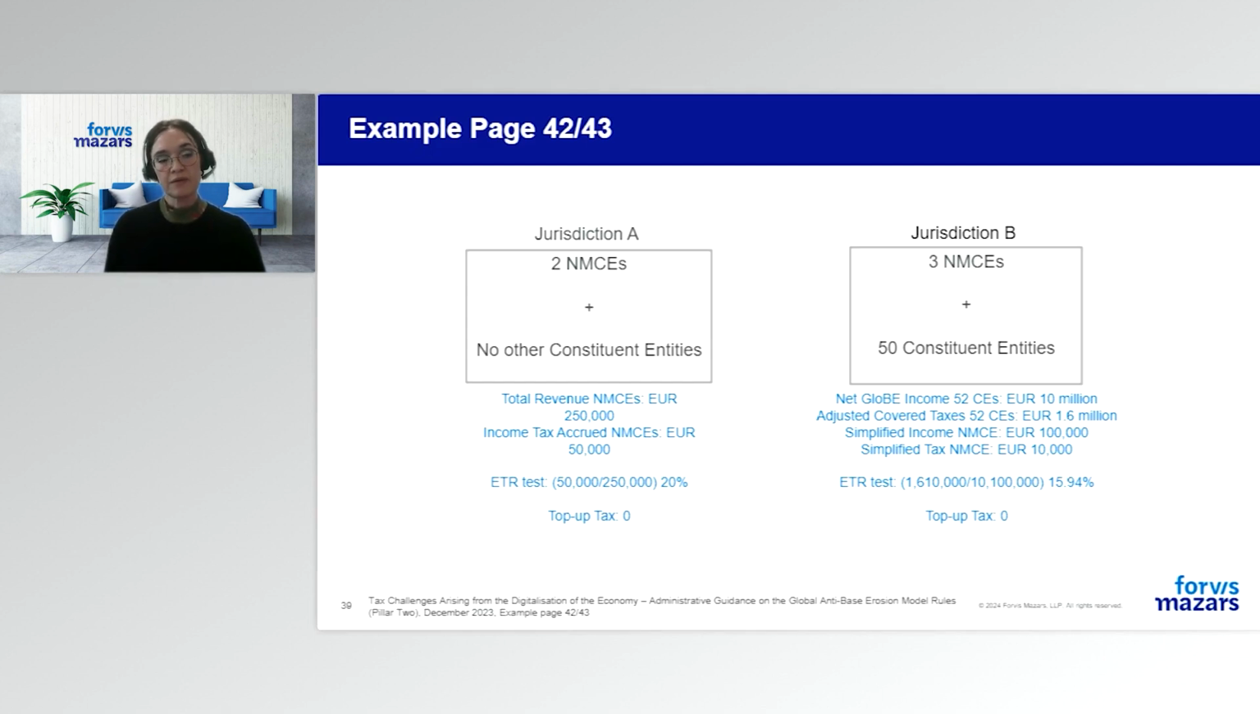In jurisdiction B, the taxpayer decides to apply the simplified method to only one of the non-material constituent entities. The other 2 are going to be blended with the 50 constituent entities that are consolidated on a line-by-line basis. So here you see the global net income as calculated in accordance with GLOBE rules for the 50 constituent entities plus the 2 non-material constituent entities, and for the remaining non-material constituent entity, you're just having the net global income equal to the revenue and covered taxes, as we've discussed. And again, they meet the safe harbor. This is an important consideration when you have entities where it's difficult to get the data, and of course the auditor has deemed that they are not material.